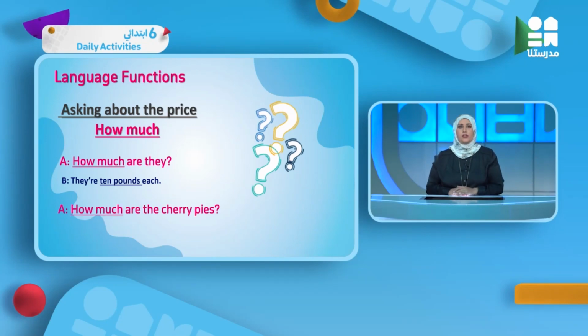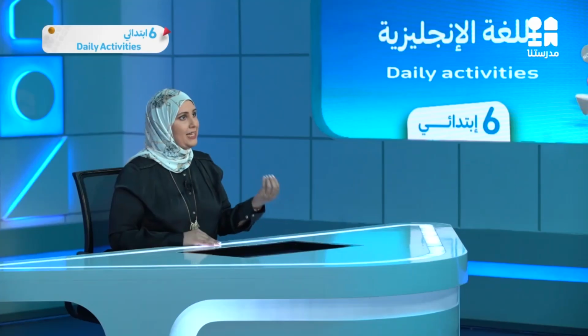So how much are the cherry pies? What does that mean? معناها إيه؟ أنا بسأل عن سعر ما هو سعر فطيرة الكريز. Okay? Now, they are 20 pounds each. الواحدة ب20 جنيه. Let's remember together. When I want to say that it costs a lot of money, معنى كده إن هي غالية جدا. What do I say in English? I say it's too expensive. غالية جدا. Expensive غالية, too جدا.